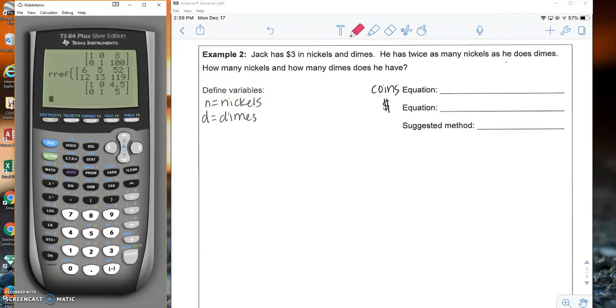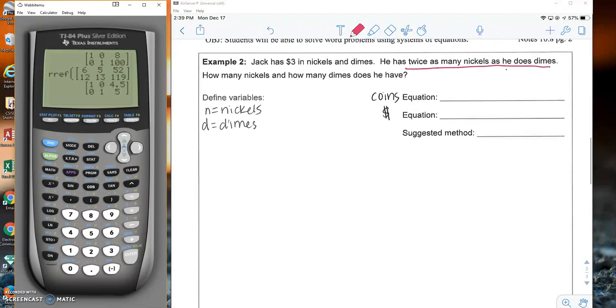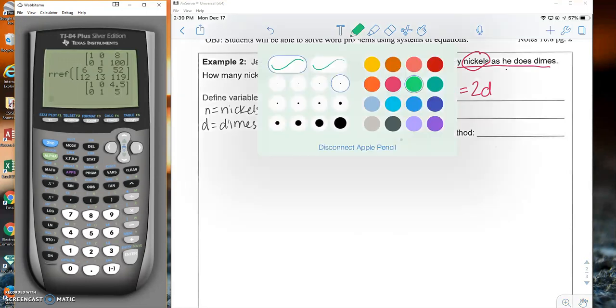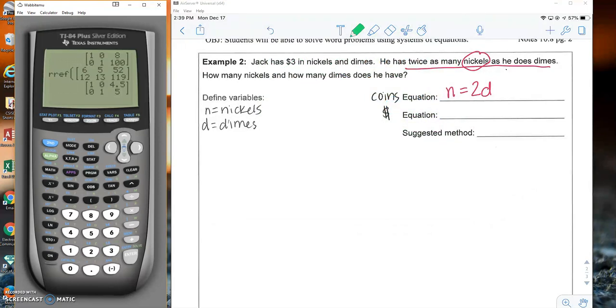The first thing I have is information about the coins. So there are twice as many nickels as dimes. Nickels has more, so I'm going to put nickels equals twice as many as dimes, or 2 times D. Now remember, once I've used info, I can't use it again. So the only other information I'm given is $3.